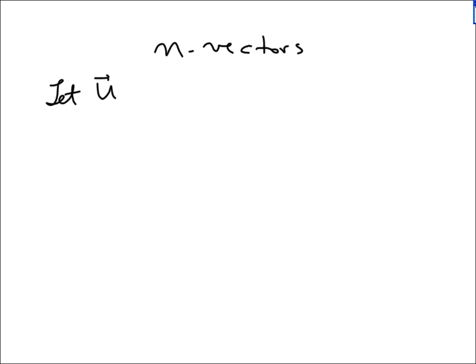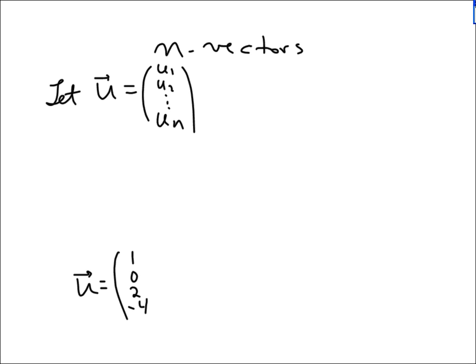Let U be one such vector. Instead of having 2 numbers or 3 numbers, it has n numbers. N is some positive integer, like 17. Be U1, U2, up to U17 or Un. A vector in R5 would be something like 1, 0, 2, negative 4, 11. That vector is in R5 because it has 1, 2, 3, 4, 5 values.